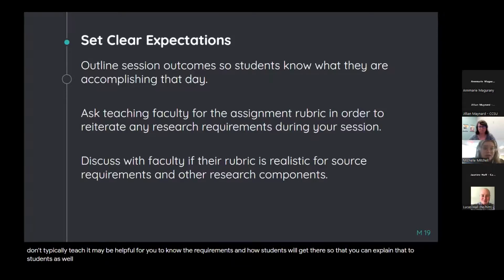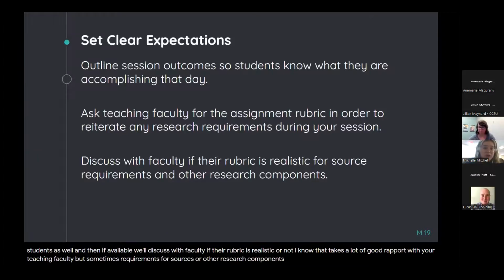And then if available, discuss with faculty if their rubric is realistic or not. I know that takes a lot of good rapport with your teaching faculty, but sometimes requirements for sources or other research components just aren't realistic for students. And also it can be really challenging if they're requiring something that's not attainable.